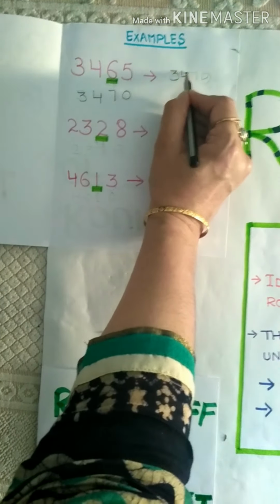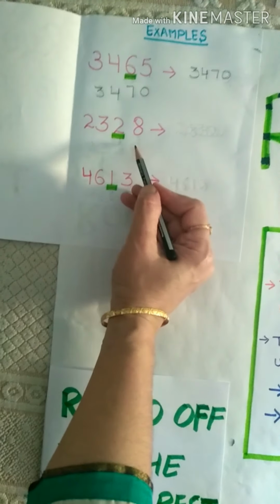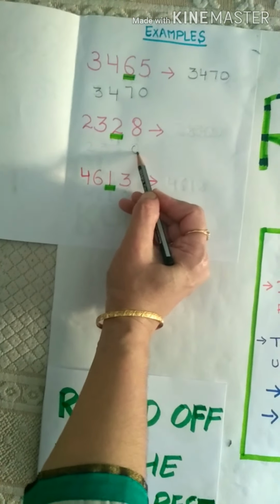Now move to the second example. Here I have 2328. Again, which digit is at the tens place? Here the digit is 2. So first we underline this digit, then write 0 at the ones place, and then see the digit which is right of the underlined digit. Here the digit is 8, which is greater than 5. So we have to add 1 to this digit. The 2 will become 3. And the digits at the left side will remain the same. So the answer is 2330.